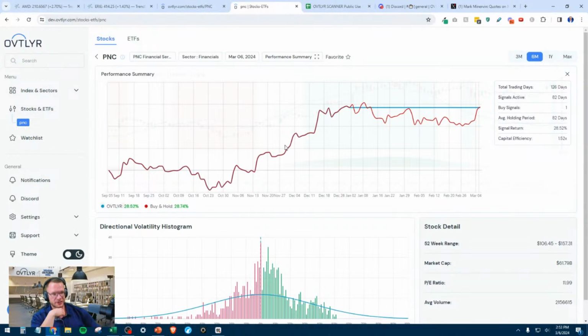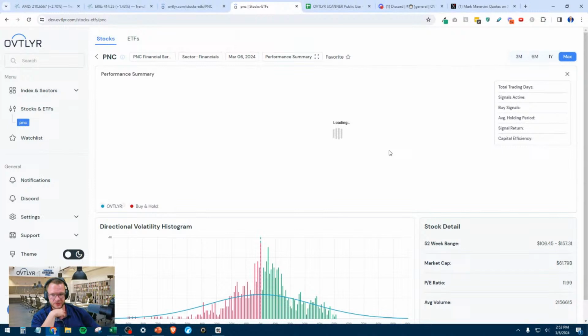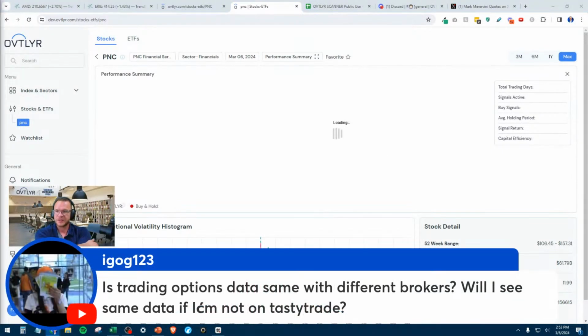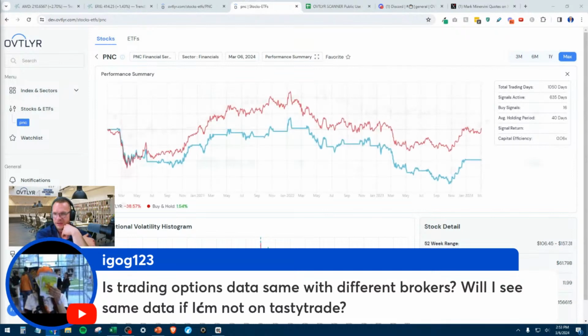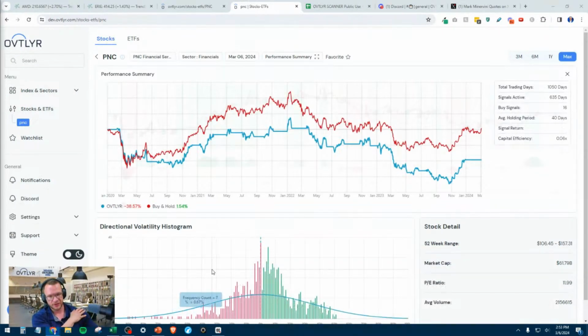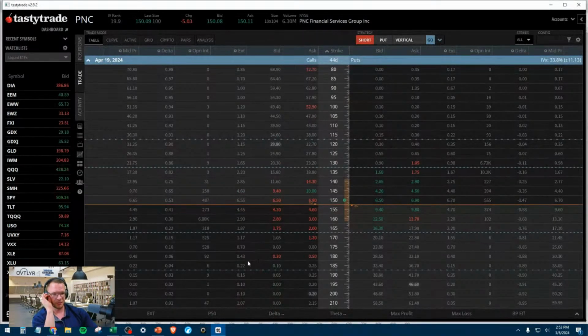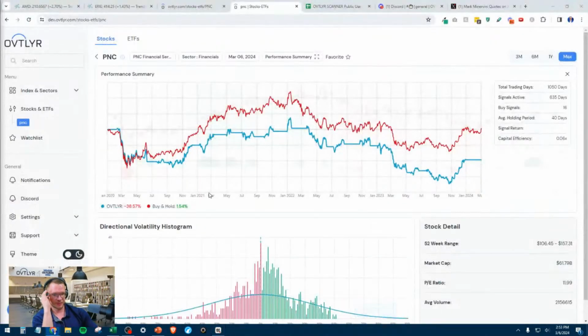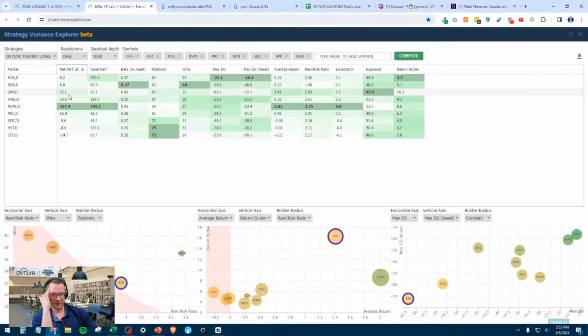So it actually tracked right in line with buy and hold, and then you missed all of this hot garbage right here where the stock was farting around, and now it's come back up. Outlier would be getting back in. Let's go to the max view. Is option trading the same? I will see the same data. Yeah, it should be. I can't imagine otherwise. This is not like Tastyworks prices. These are market prices. So yeah, it should be the same. Okay. All right. So we're not going to be looking at PNC.